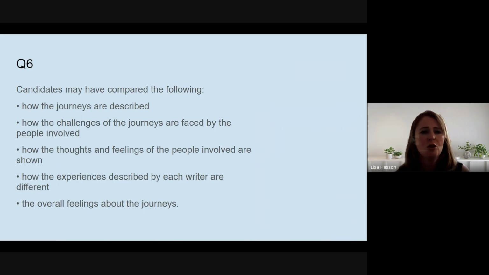So things that you could have compared. Examples, how the journeys are described. So you could definitely look at that. Maybe you could look at how the writers both use a simile, or one uses a simile, or one uses a metaphor to describe the journey, or you can definitely include your narrative voice comments in that as well. We could just talk about how the journeys are both quite difficult journeys and your quotes to prove that.